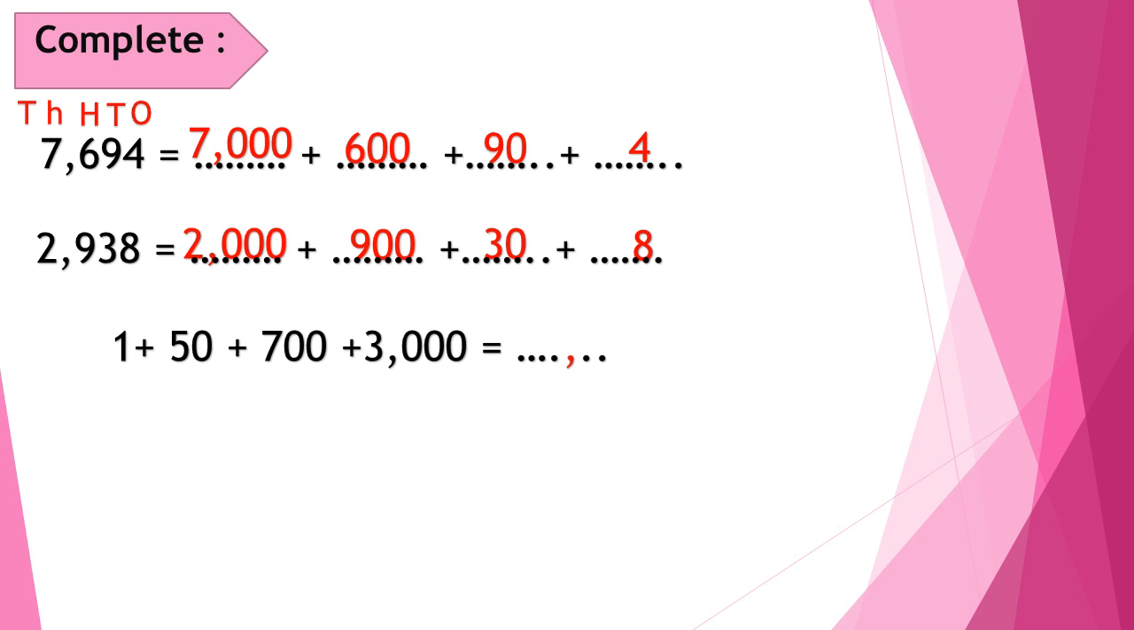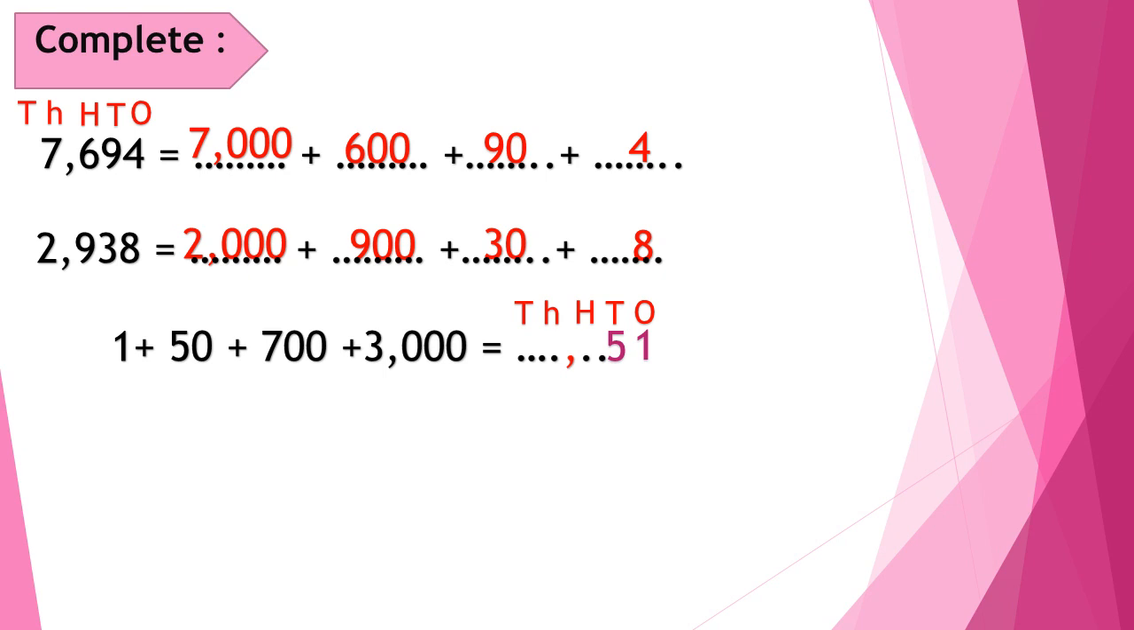We have here the expanded form, and we want to write the standard form. Then we put ones, tens, hundreds, thousands. This one, does it have any zeros? No, so it belongs to ones. Then we put 1 in ones. This 50, does it have any zeros? Yes, it has 1 zero, so it belongs to tens. So we put 5 in tens without any zeros. We just put 5 only.